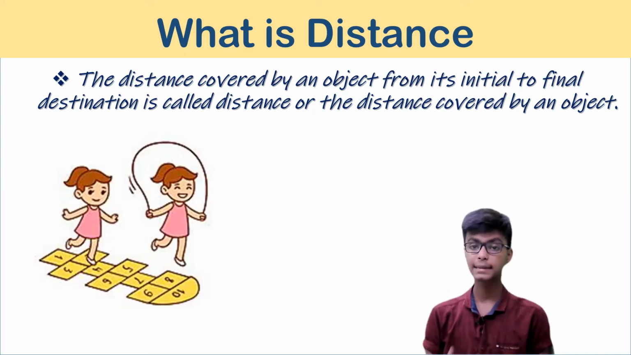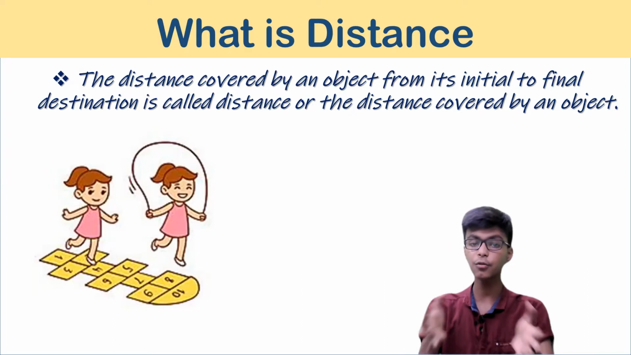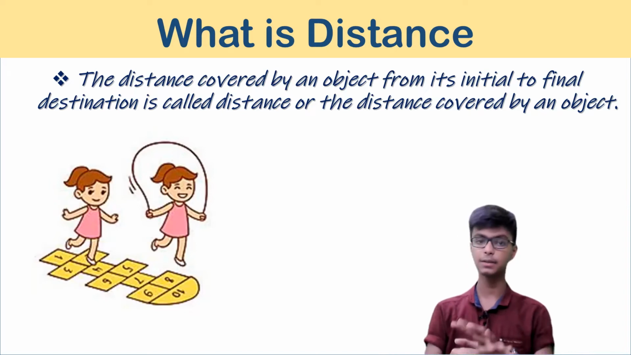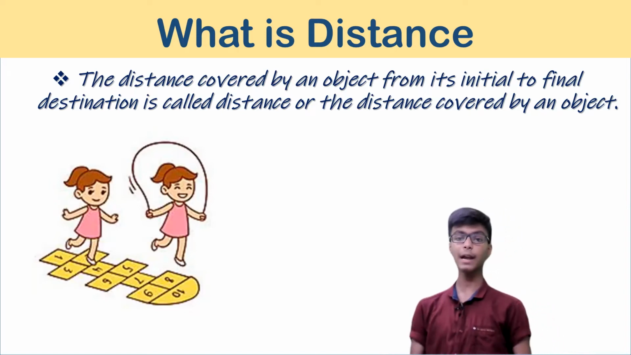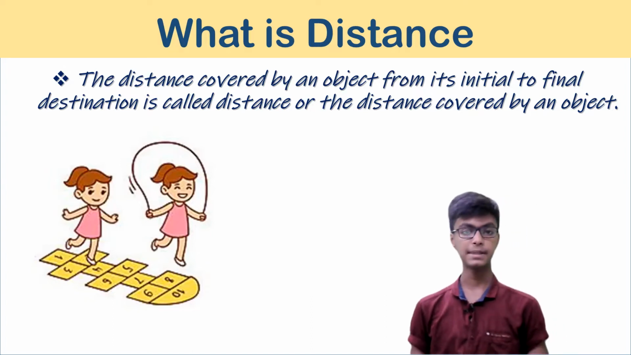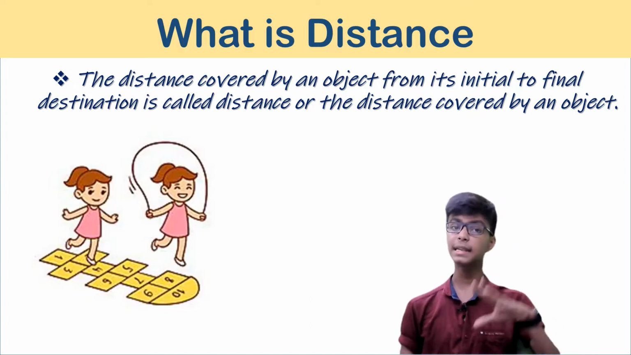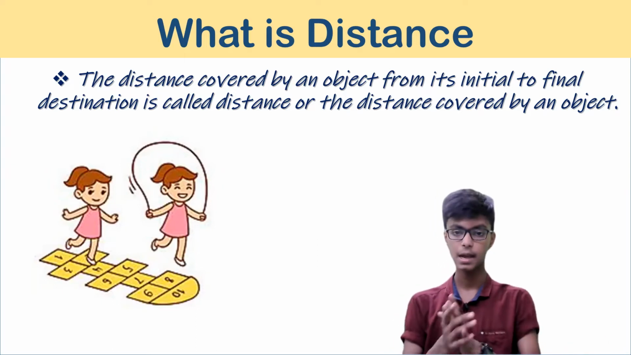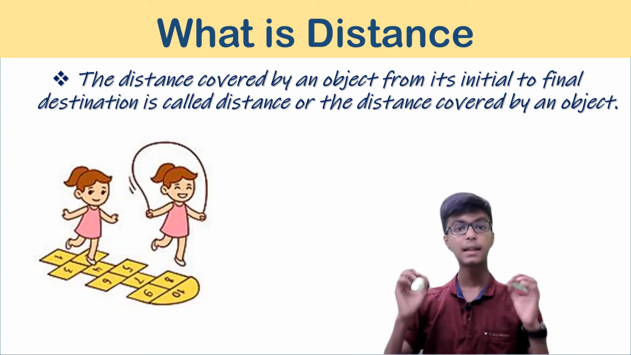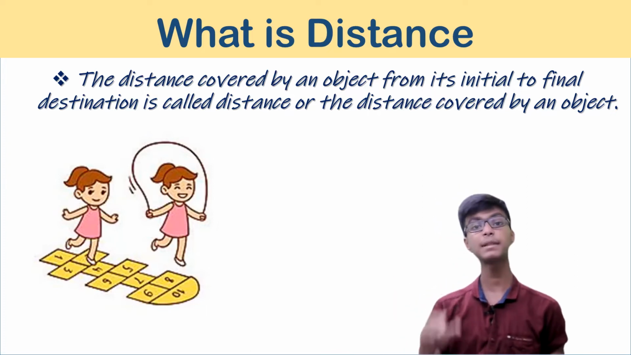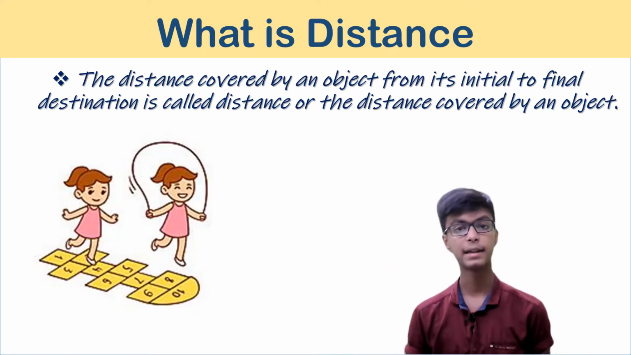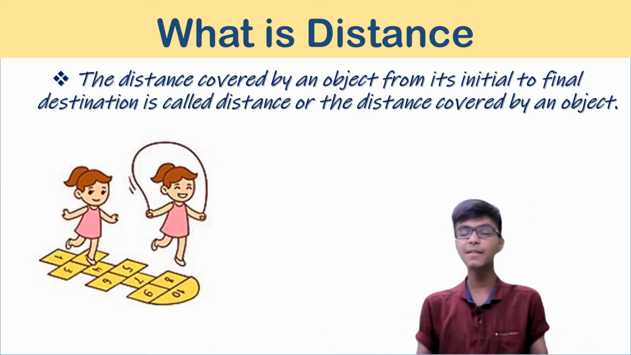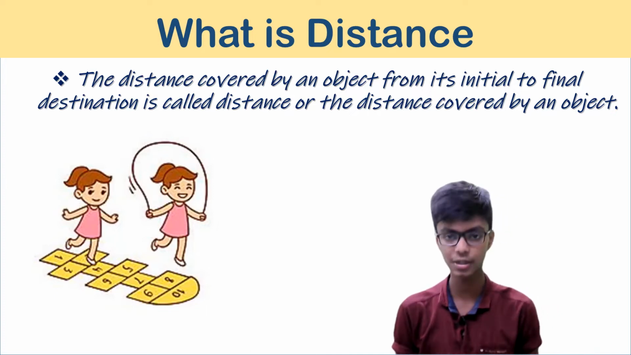I'm just explaining this so you guys can understand; it will be easily understandable. But if you write this, or even if I write this, it would be considered wrong in physics. You have to write this definition. See what I have written in the PPT. The distance covered by an object from its initial to final destination is called distance. Again I am reading it: the distance covered by an object from its initial position to final position. You have to memorize it.